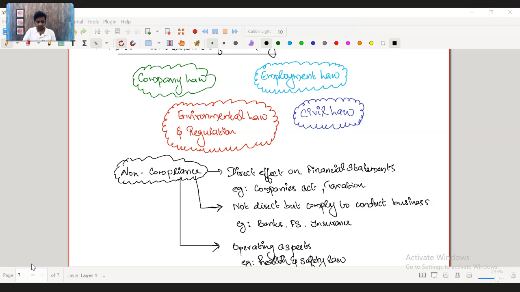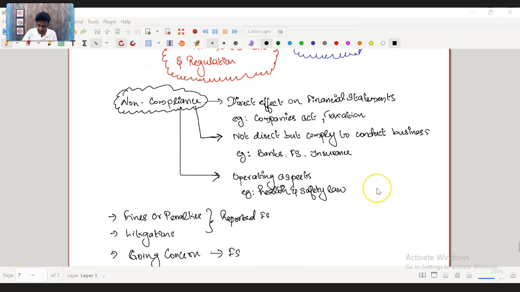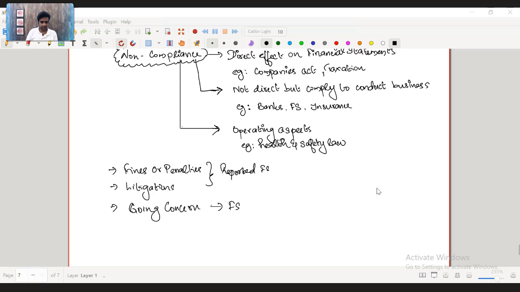Non-compliance could lead to an effect on the financial statement, which we already learned when it comes to the Companies Act or taxation, where there could be financial implications. Not following these laws and regulations could have a financial implication, as we discussed: fines or penalties. If it is a material fine or penalty, it has to be disclosed properly and reported properly in the financial statements. If they are not doing it, then there is a risk of material misstatement.